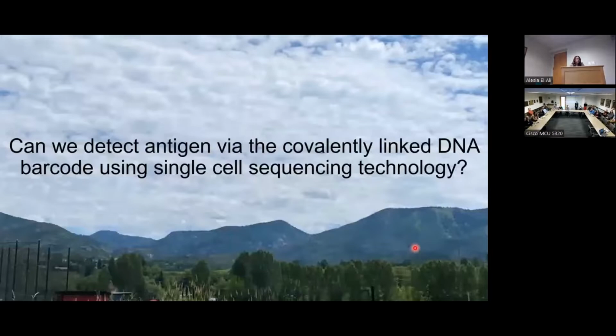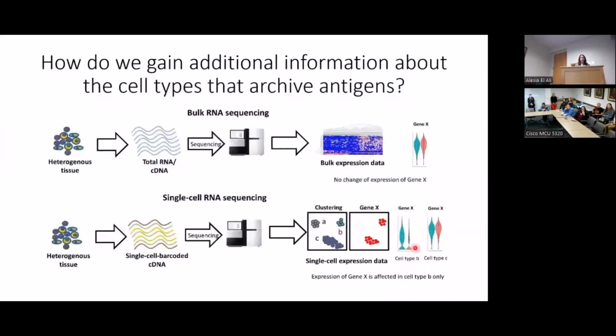So we next asked if we could detect the antigen via the covalently linked DNA barcode using single cell sequencing technology. And the reason we wanted to do this is because we could use much fewer cells for single cell sequencing. And so rather than doing the bulk sequencing, we did single cell RNA sequencing.